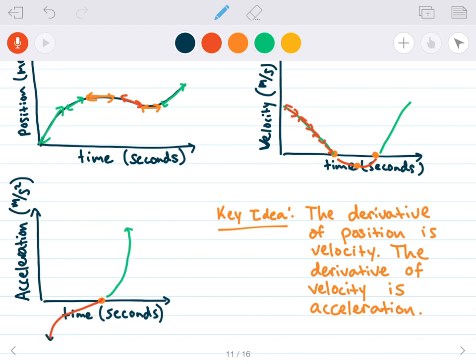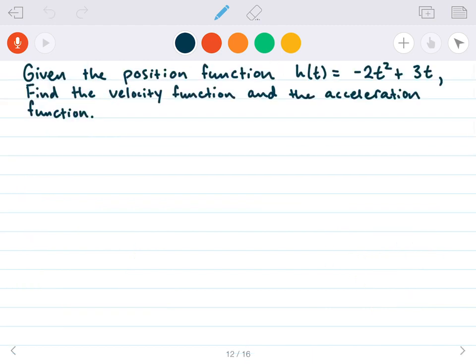So yeah, acceleration is the second derivative of position. Very important. We're going to come back to this idea time and time again. Okay. All right, given the position function, h of t equals negative 2t squared plus 3t, find the velocity function and the acceleration function. Okay, so we're going to have to take derivatives, right?